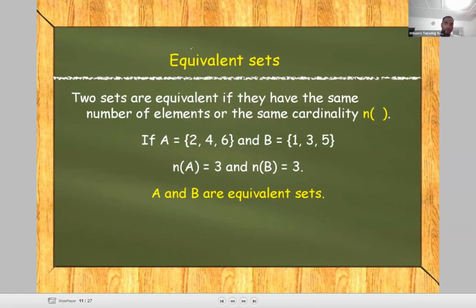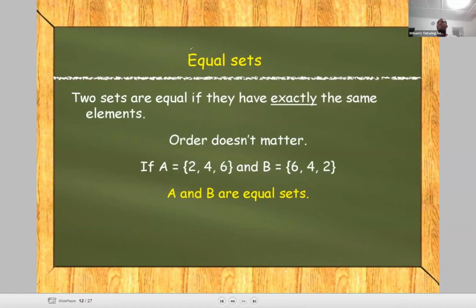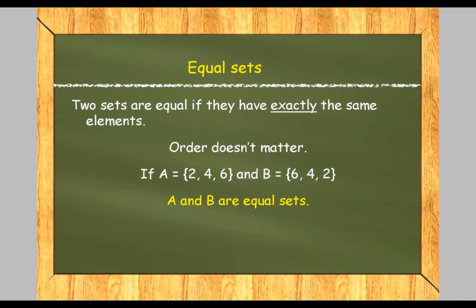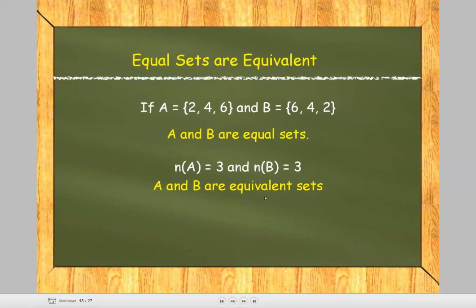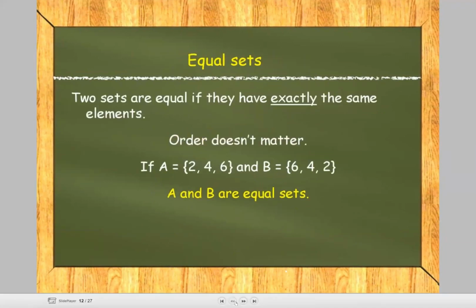Moving along to the next one, equal sets. All right, Trishan, could you read this for me, please? Two sets are equal if they have exactly the same elements. Order doesn't matter. If A equals 2, 4, 6 and B equals 6, 4, 2, A and B are equal sets.